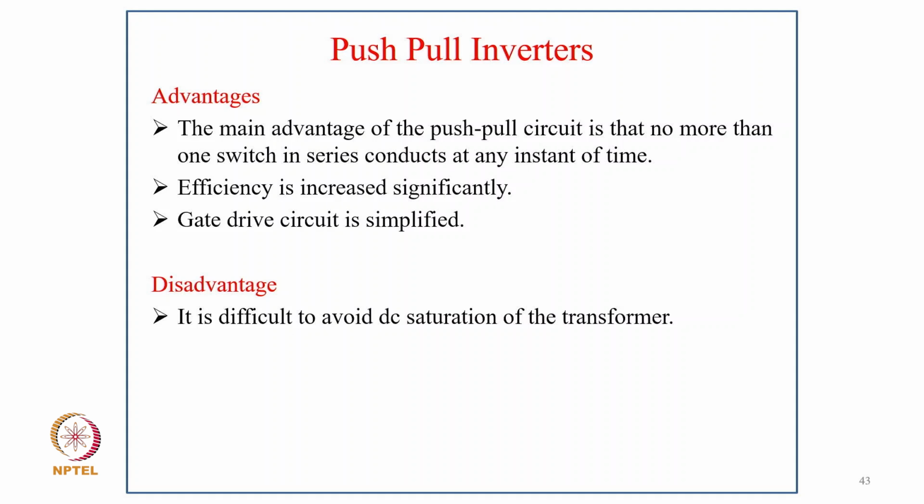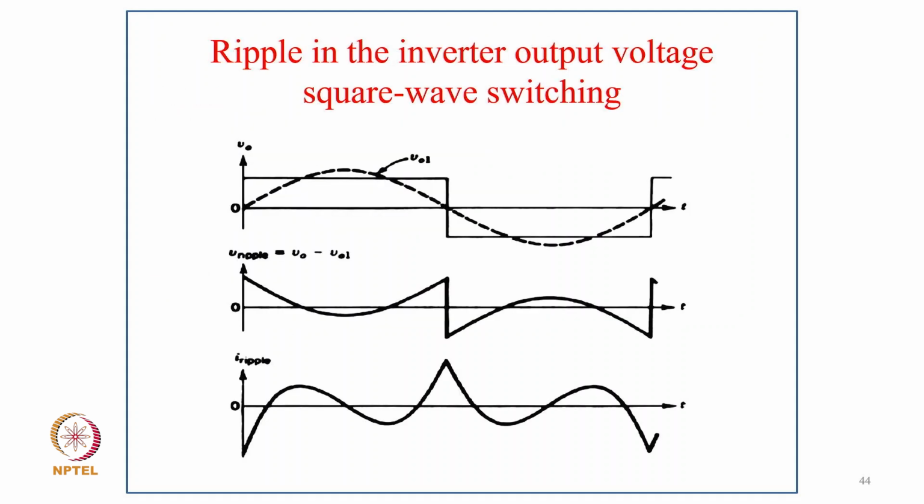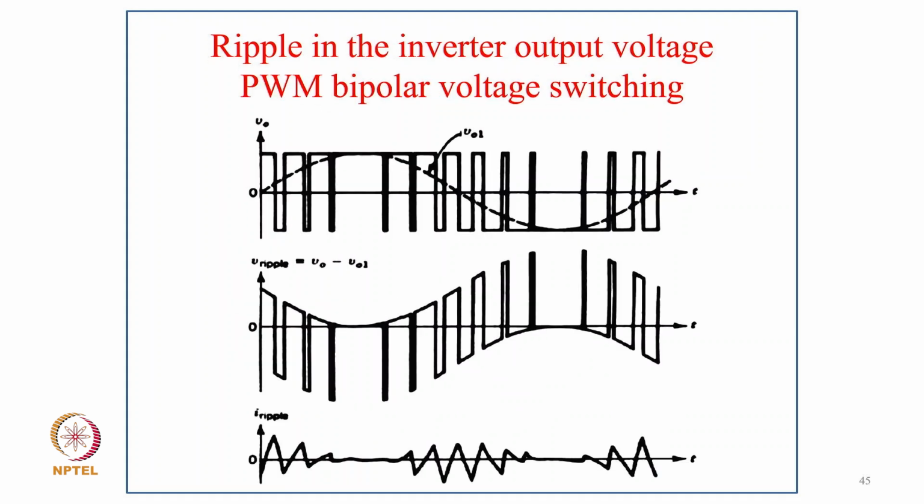And the disadvantage is that it is difficult to avoid DC saturation of the transformer, and the ripple in the inverter output voltage is a square wave. You can clearly see the square wave and the fundamental in that, and the ripple out of that fundamental is square wave minus fundamental, and correspondingly there will be a ripple current also in the inductor. And if it is a pendulum inverter output voltage, a pendulum bipolar voltage, then you can see the ripple is reduced, and you can see how the ripple voltage changes, the difference between the two, like a sine wave and the pendulum wave.